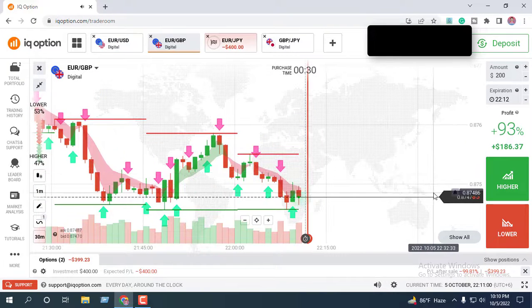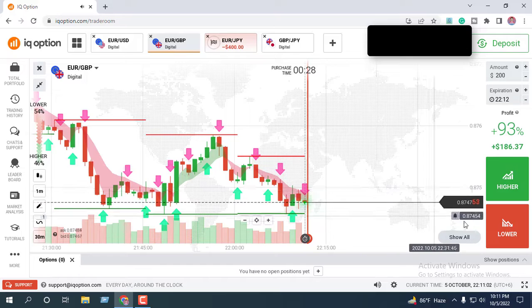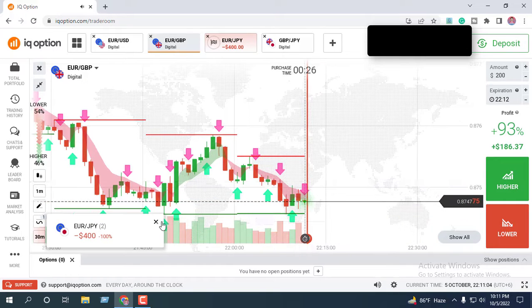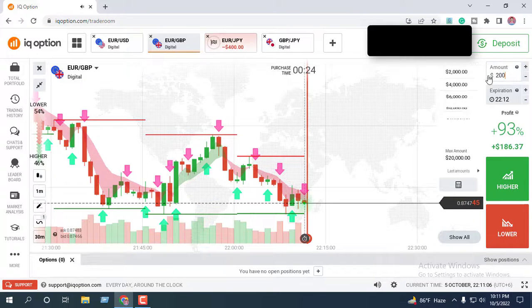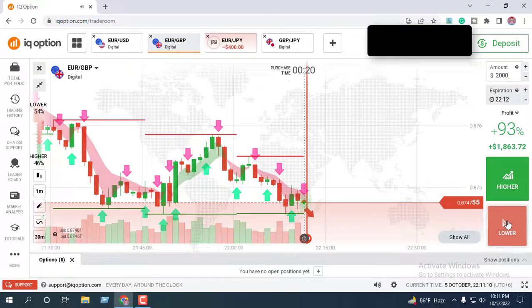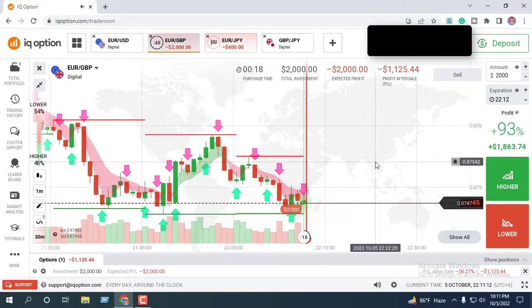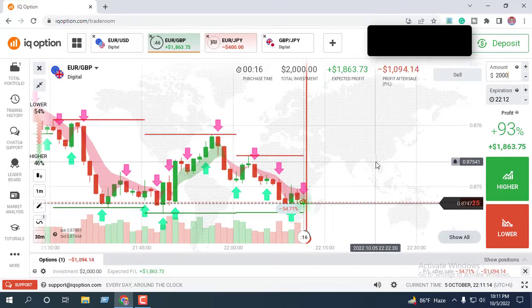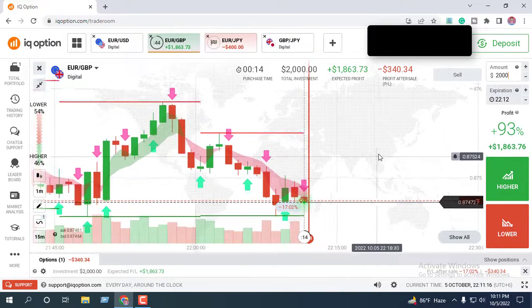I lose this trade and I place $2,000. I place a down trade. So let's see the result.